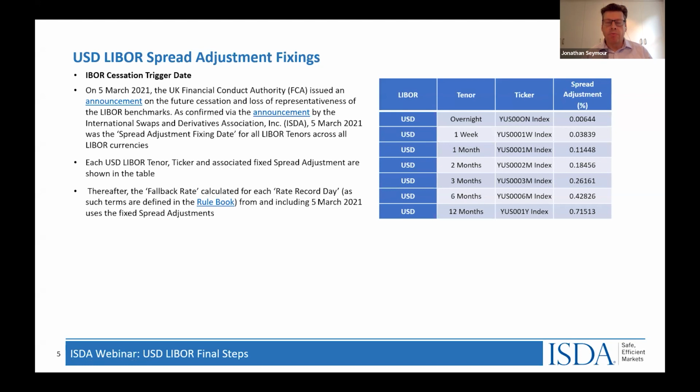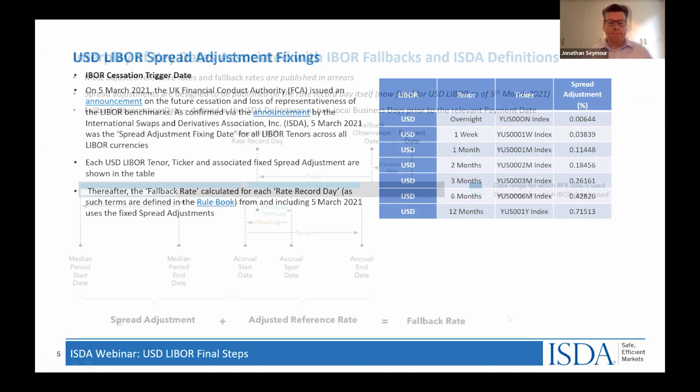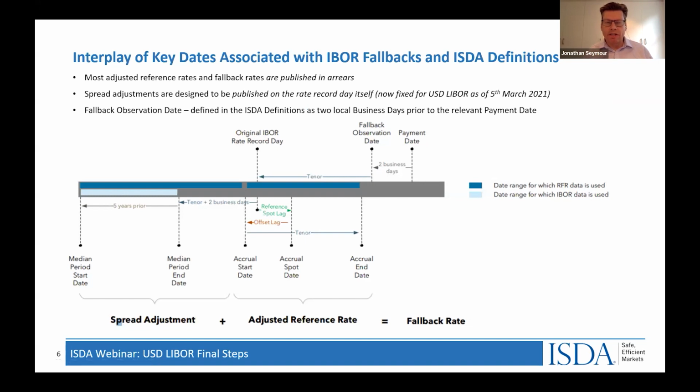The spread adjustments, for example, you see in the table here, 1 month and 3 months typically being used in the marketplace primarily. So it's 26.161 basis points for the 3-month LIBOR tenor. So that is the rate that's fixed and will be added to the compounded SOFR rate on the date that we're looking for a fallback rate for. Best way to look at this is maybe graphically as to how the 2 components are broken down. The fallback rate in itself, you see at the bottom of the slide, is simply the combination of the 2, the spread adjustment and the compounded risk-free rate, the adjusted reference rate.